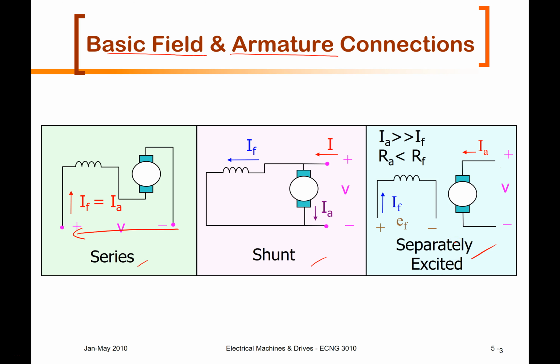There is also a compound configuration where you have a combination of series and shunt. In that case, you have the series winding here. You will also have some shunt winding like this, which is across the configuration as well. So across the winding as well.